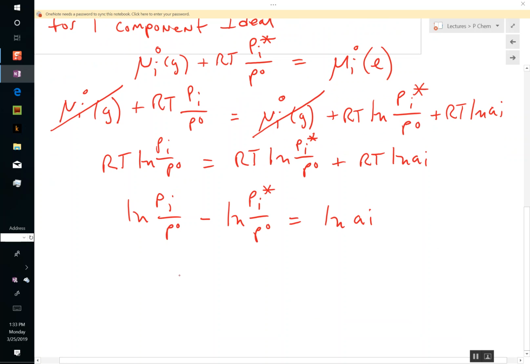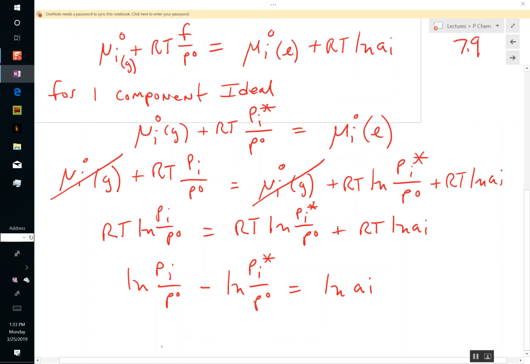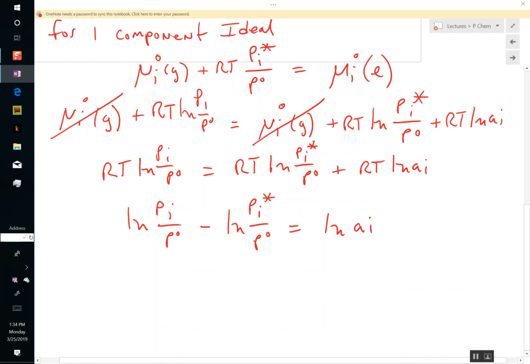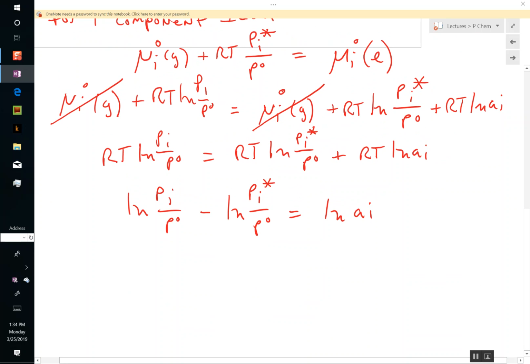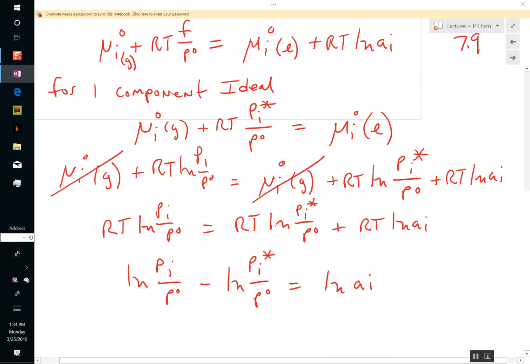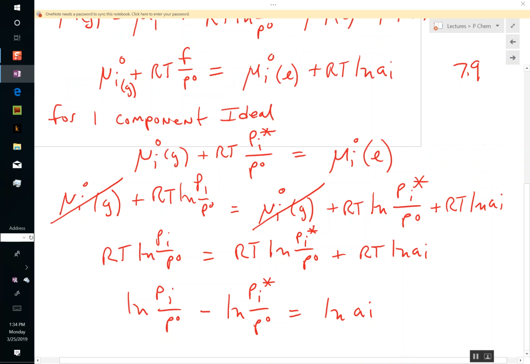So on the left side of the equation, where did that natural log come from? It was supposed to be up in here. Yeah, that's where that came from. And that should have been an asterisk the whole time. The asterisk here moved over to this side of the equation. So if I get rid of all these RTs, you put the pi over p naught up there, you have RT times pi asterisk over p naught, on the very top, under the one component ideal.